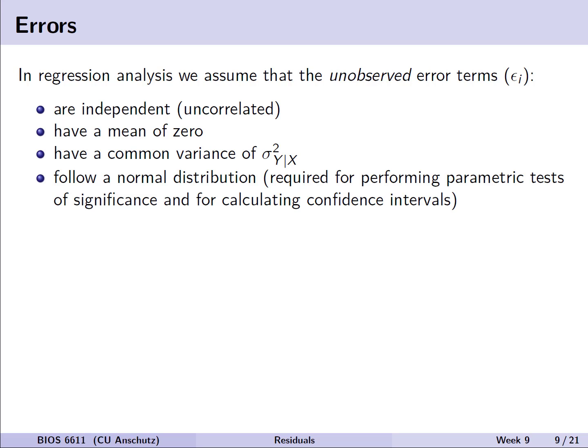In our regression analysis, we are assuming that the unobserved error terms, epsilon sub i, have those assumptions we've made before, that they're independent or uncorrelated with one another. They have a mean of 0, a common equal variance, sigma squared y given x, and they follow a normal distribution, which is again required for performing those parametric tests of significance or calculating different types of confidence intervals. However, it's important to note that this is unobserved. We actually don't know what the errors are.